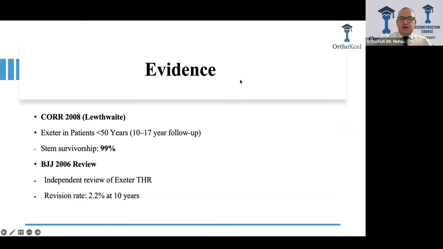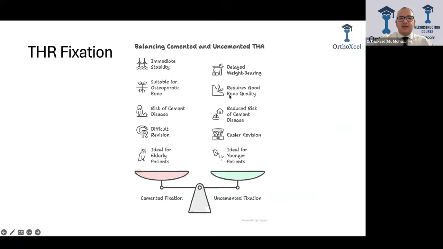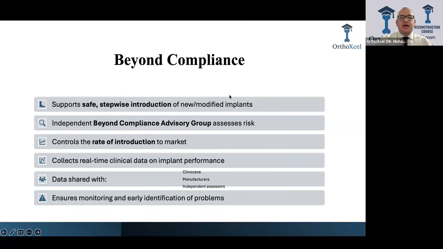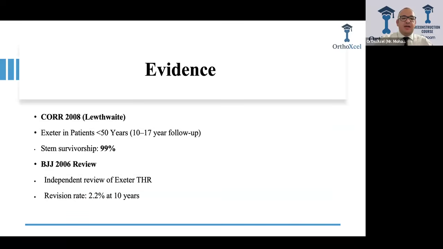So this data is definitely shared with the clinicians as the end users, with the manufacturer and with an independent assessor, to ensure that the whole process is governed properly and it's easy to monitor and catch any early problems with any implant. So ODEP allows us to catch any failing implant very early and try to avoid this implant.